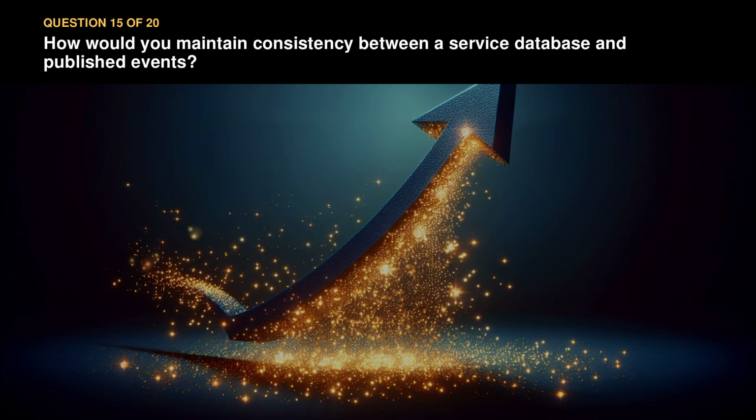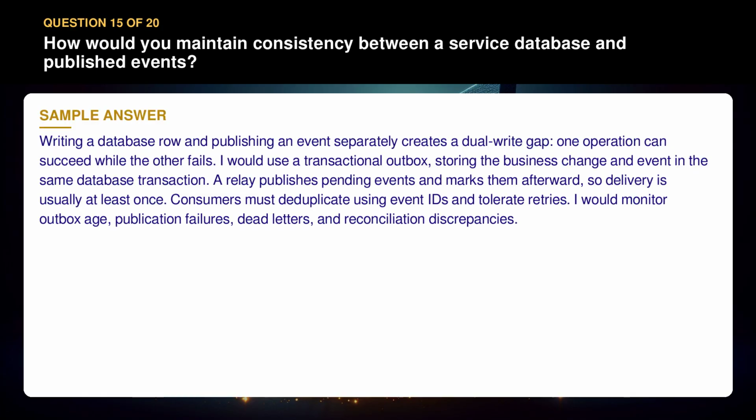Question 15. How would you maintain consistency between a service database and published events? Writing a database row and publishing an event separately creates a dual write gap. One operation can succeed while the other fails. I would use a transactional outbox, storing the business change and event in the same database transaction. A relay publishes pending events and marks them afterward, so delivery is usually at least once.